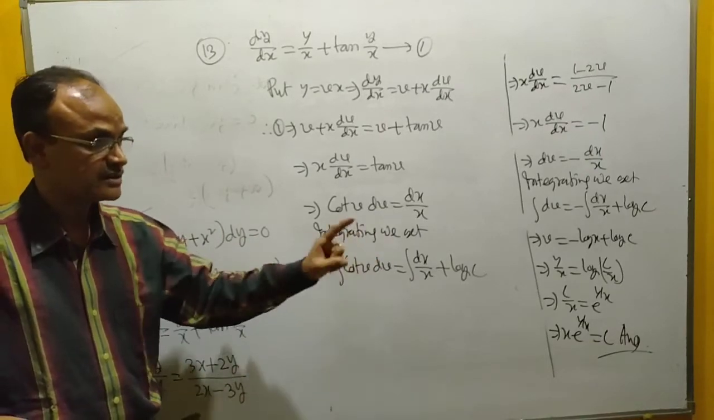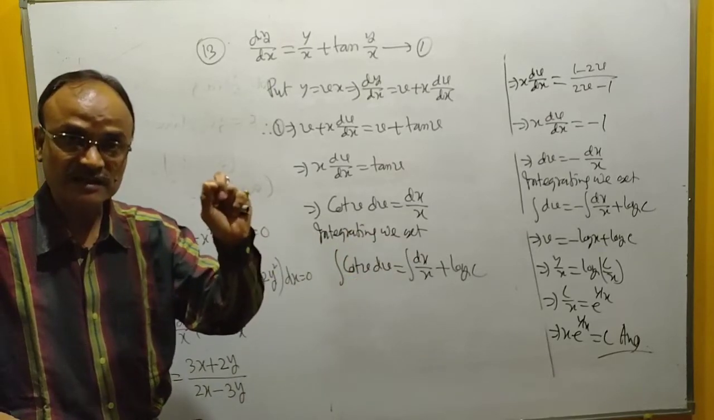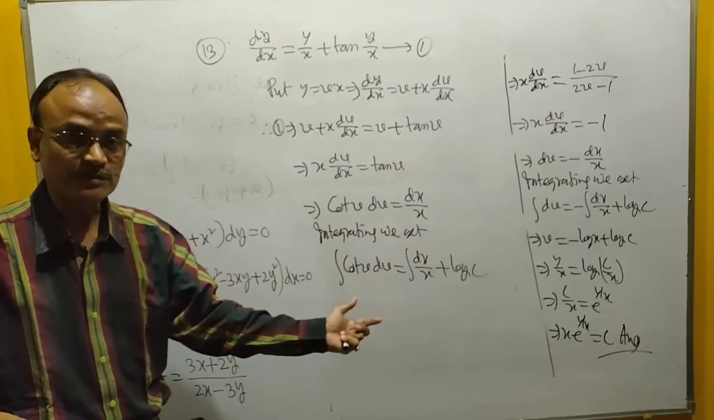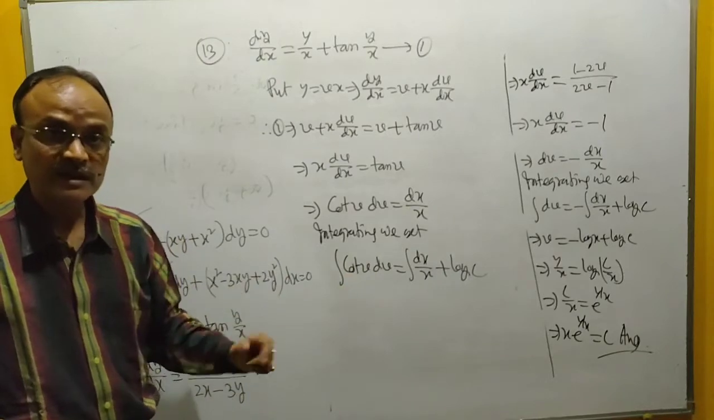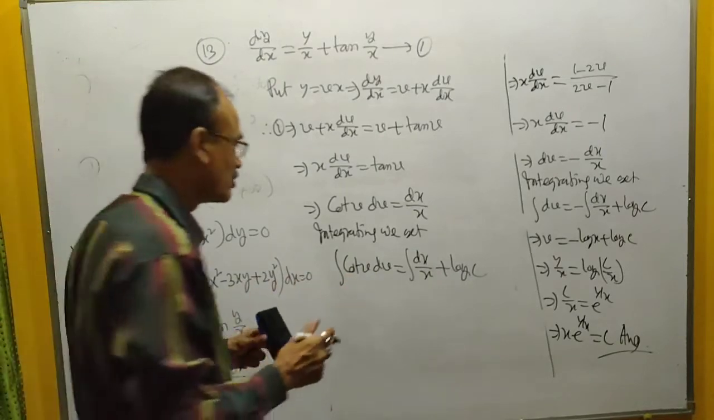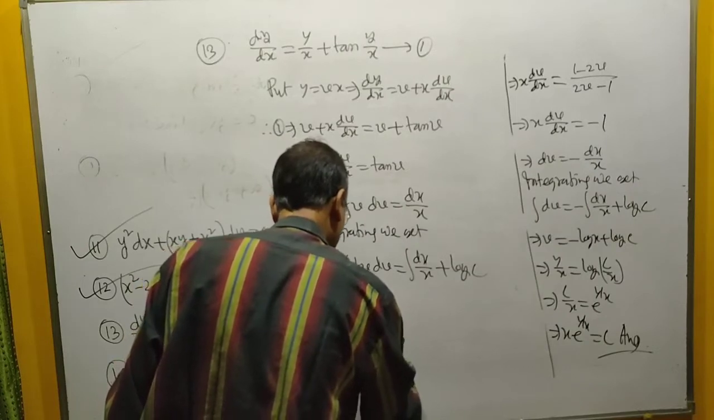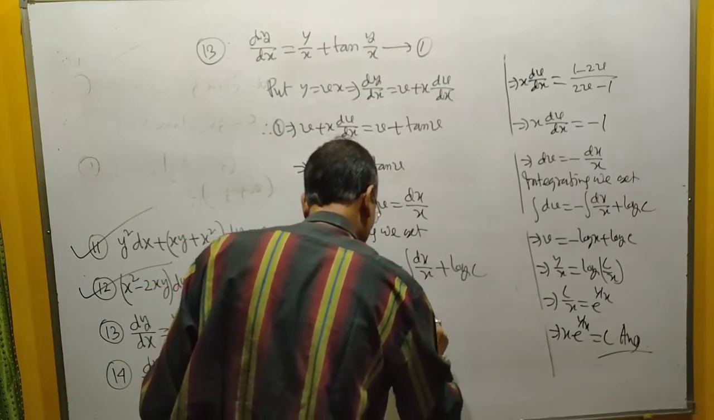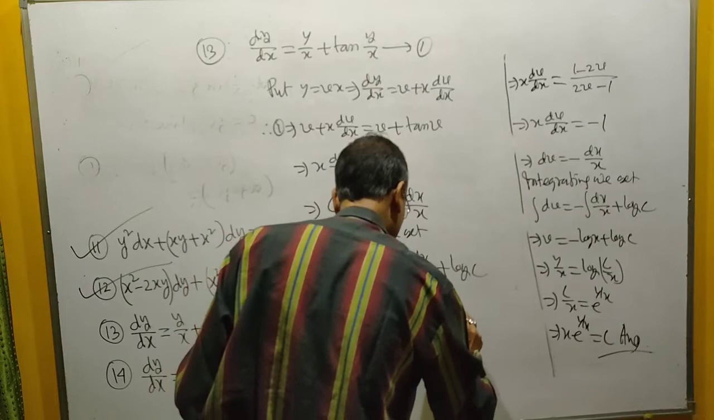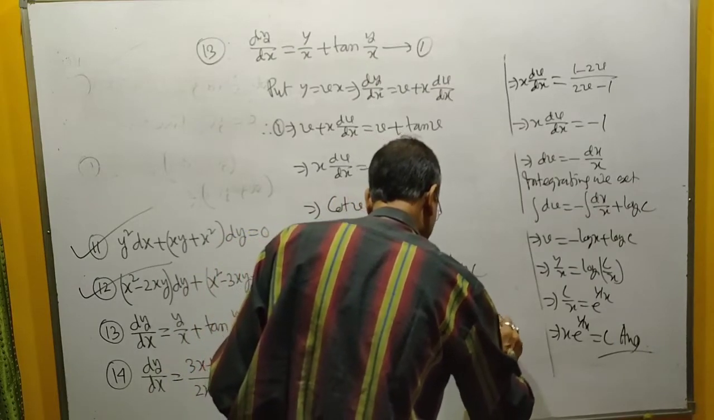Numerator is equal to the differentiation of the denominator with respect to this variable. Then integration is log of sin v equal to log x plus log c. This is equal to log of cx.